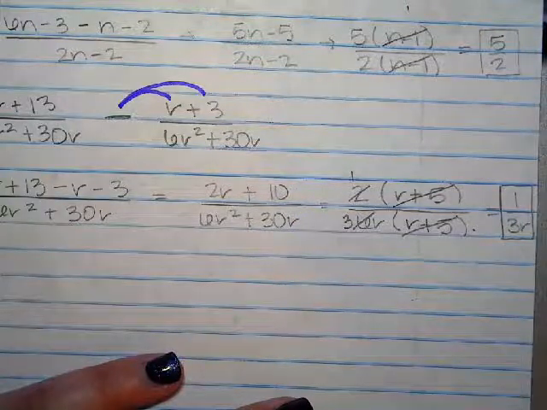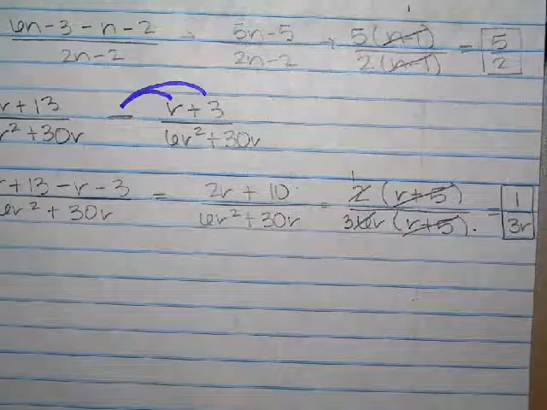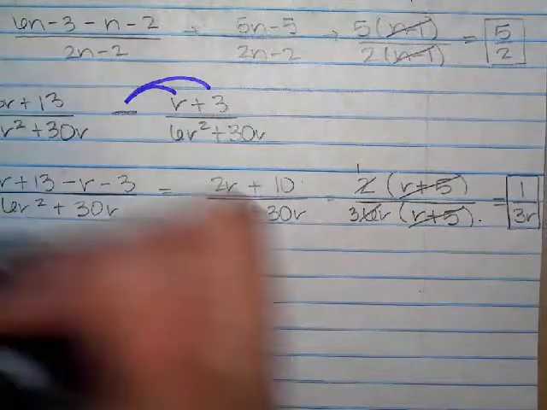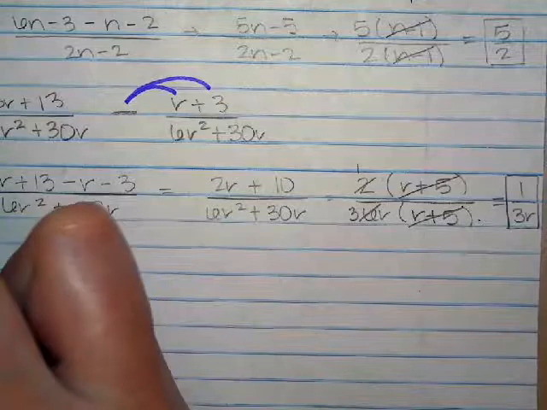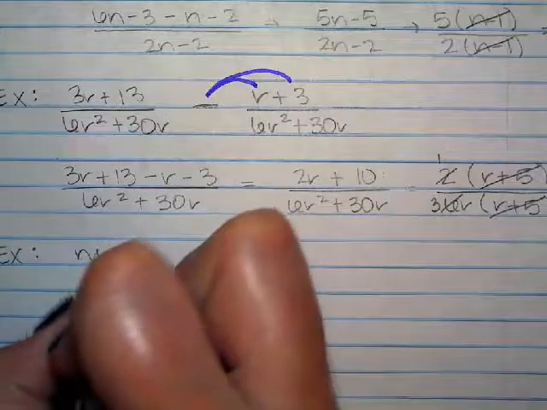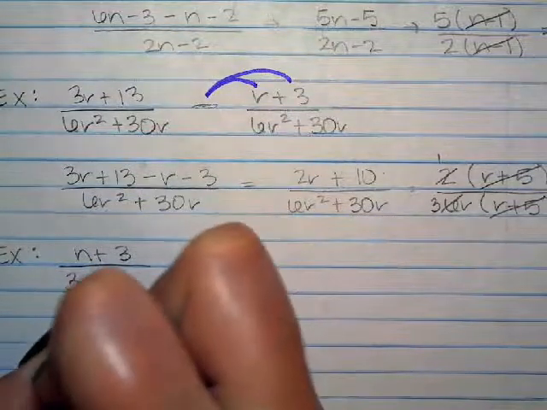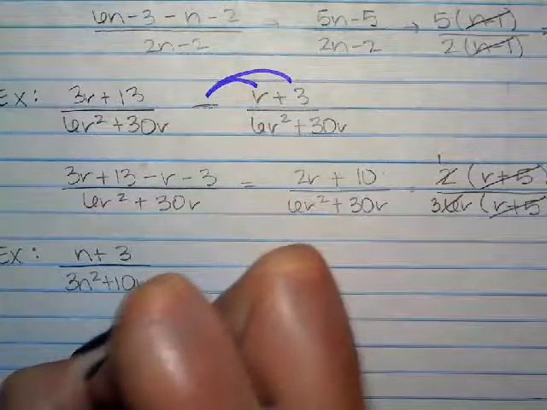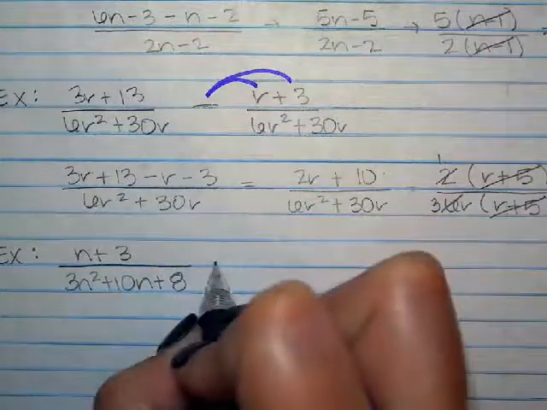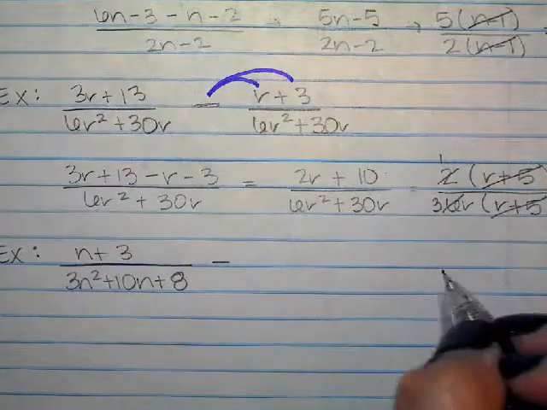Okay, one more example, and I think we'll be ready for today's assignment. All right. We've got n plus 3 over 3n squared plus 10n plus 8. Oh no, what does that look like? What does that look like on the bottom? A trinomial.